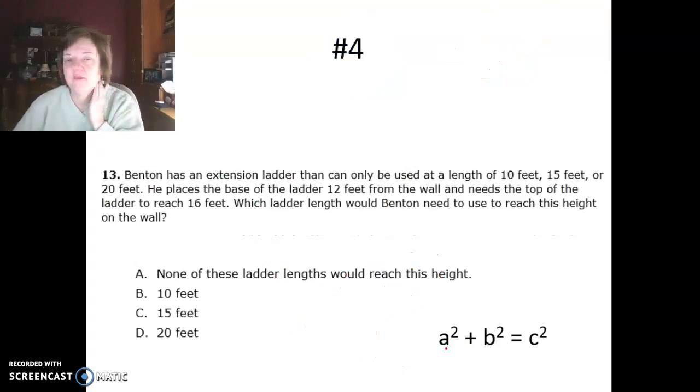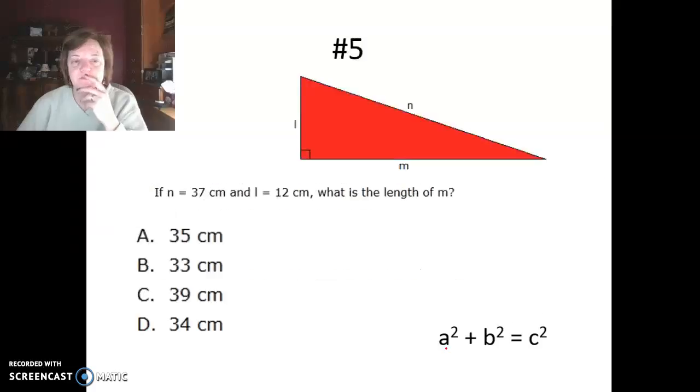Okay. Here's one for you to give a try. Now, pay attention. Do your drawing. I don't know, did I have you find the hypotenuse or am I having you find one of the legs? All right, last problem. You can do it. Take your time.